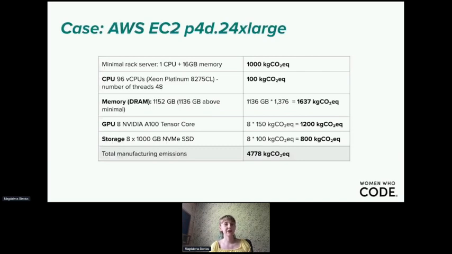The total manufacturing emissions of this type of server amounts to 4,778 kilograms of CO2 equivalent. This number is then divided over a 4-year lifespan, but you can still see how this kind of production of servers amounts to a massive amount of emissions.